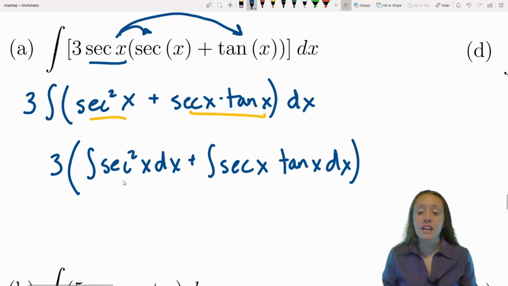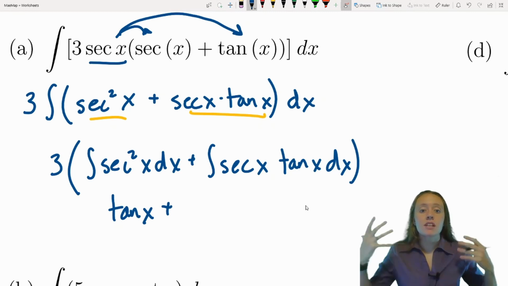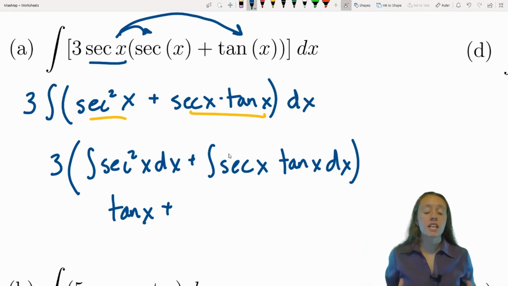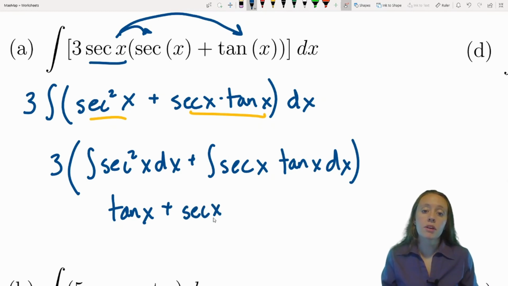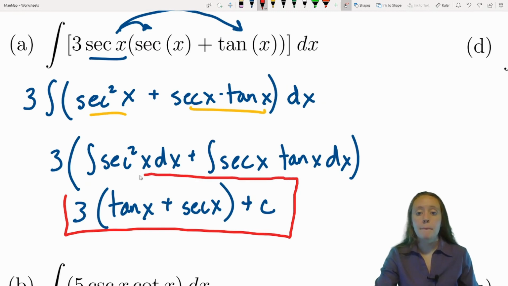So integrating secant squared of x, that becomes, well, what's the derivative that gives us secant squared of x? That's tangent of x. So that becomes tangent of x. And then what does secant of x tangent of x, when we integrate that, give us? That gives us secant of x, because the derivative of secant of x is secant of x times tangent of x. And remember, this is all multiplied by 3. And what can we not forget? We cannot forget our plus c. So 3 times tangent of x plus secant of x plus c.